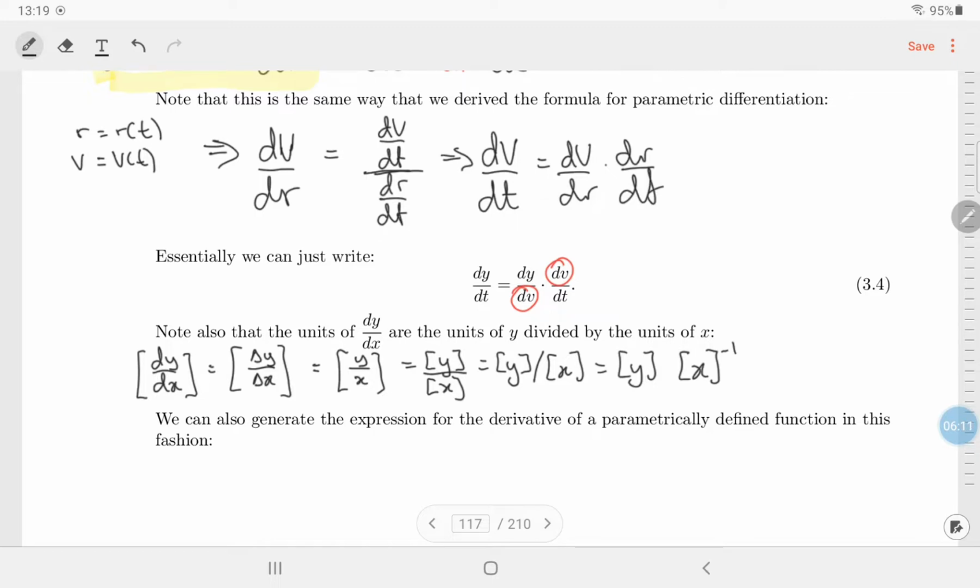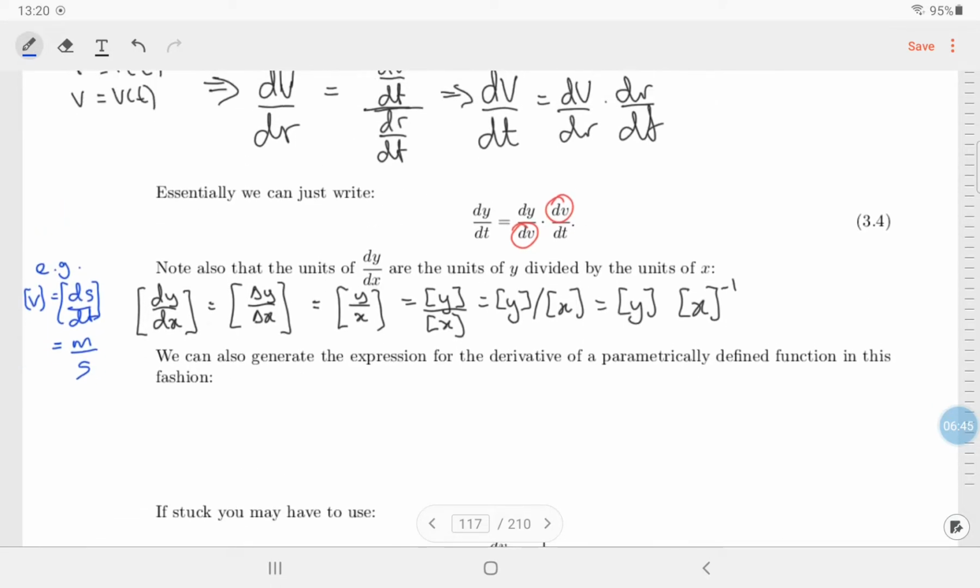It's probably worth doing an example. Velocity is the rate of change of distance with respect to time, and the units of ds/dt are the units of s divided by the units of t. The units of distance s are meters, and the units of time are seconds. So the units of velocity, which is the units of ds/dt, is meters per second.